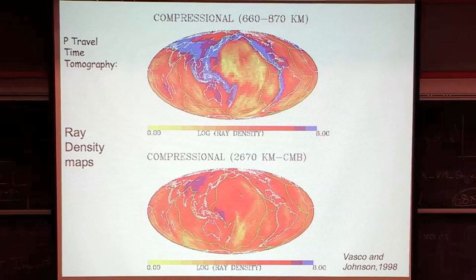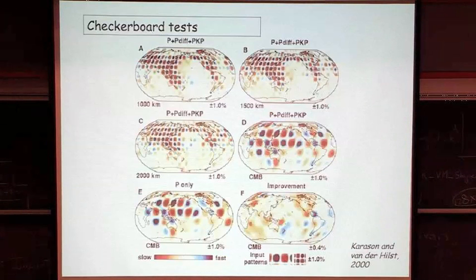poor, essentially. Another way of looking at this is, of course, checkerboard again. What's shown here is the output of the checkerboard. The input checkerboard is the same pattern throughout the globe, and this is showing only the output.